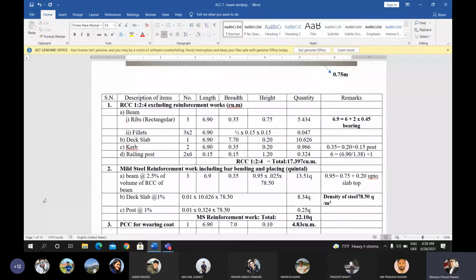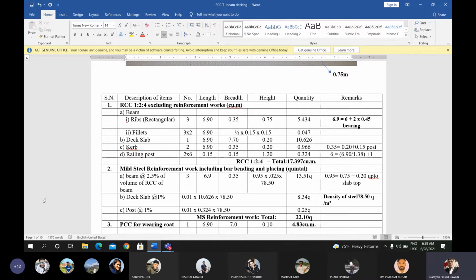Now for the deck slab, 1% of the volume of the deck slab is taken, so 0.01 into the volume of the deck slab, which is 10.626. That is already calculated in serial number 1. That volume of the slab is multiplied by the density of the steel as 78.50, and you will get the value of 8.34 quintal.